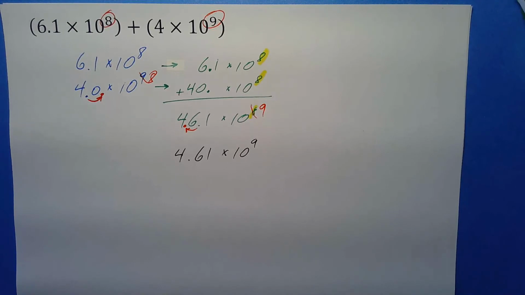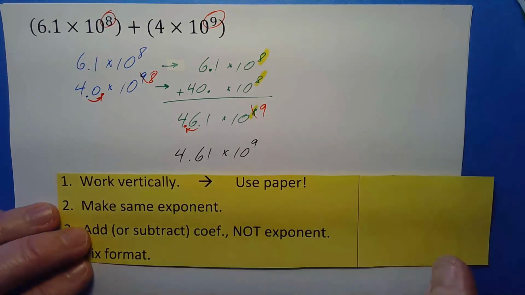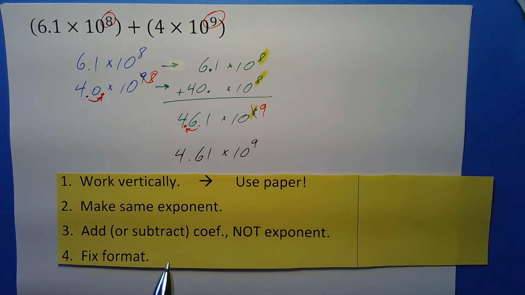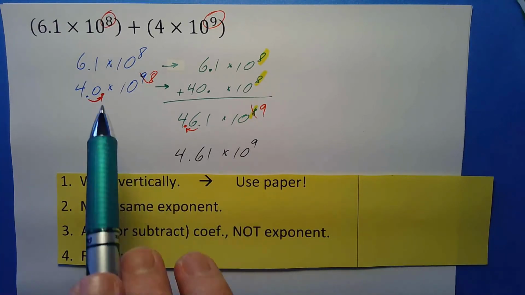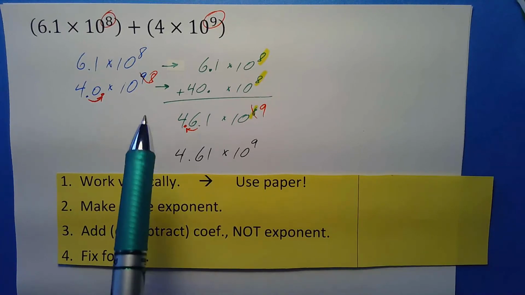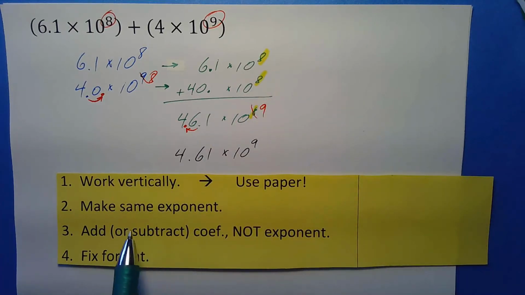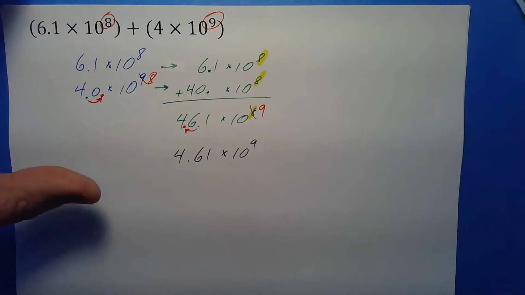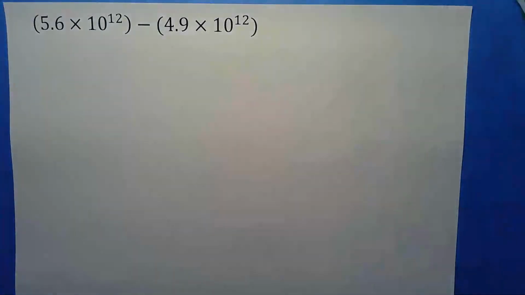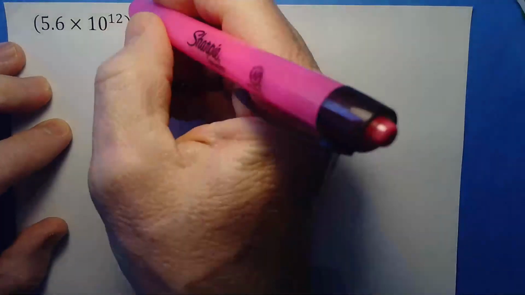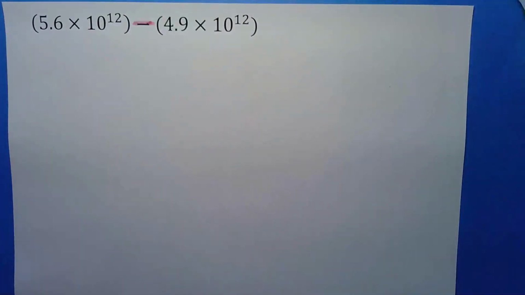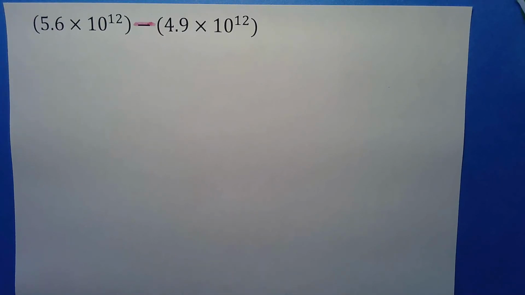Again, let's just review our steps here. We're going to work vertically, and that means we're using paper. We made them the same exponent, which is super important. I add or subtract the coefficient, not the exponent, and then I fix the format. Okay, great. Last problem, we're now going to take it up a notch and we're going to subtract. Notice this one's a little different. Up till now we've been adding. This one we're actually subtracting the values.